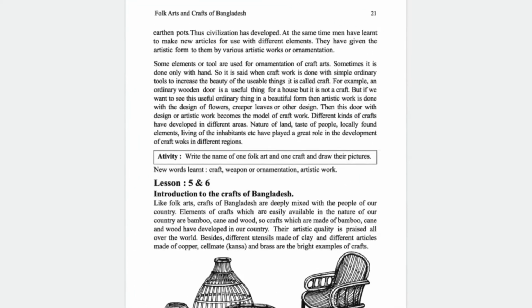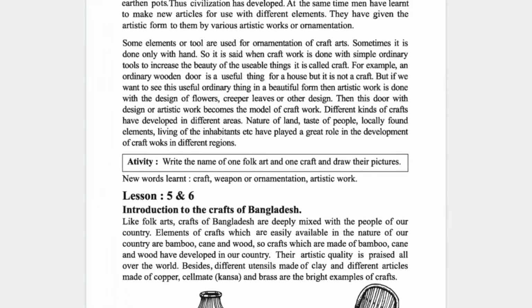Now there is an activity. The activity is to write the name of one folk art and one craft and draw their pictures. I think we all are clear about this activity. Okay, there are some new words here: craft, weapon, ornamentation, artistic work. Please note this.